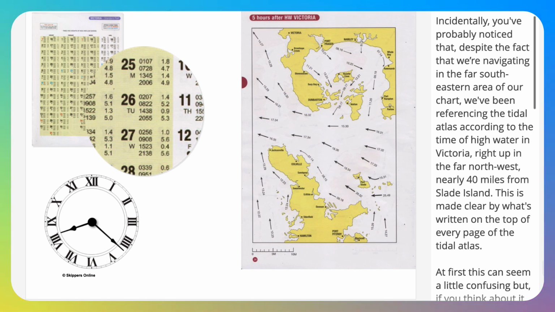The key thing is to remember to always use the tables associated with the reference port wherever you are working on the chart. So in the RYA training world, the mantra is Victoria, Victoria, always Victoria.